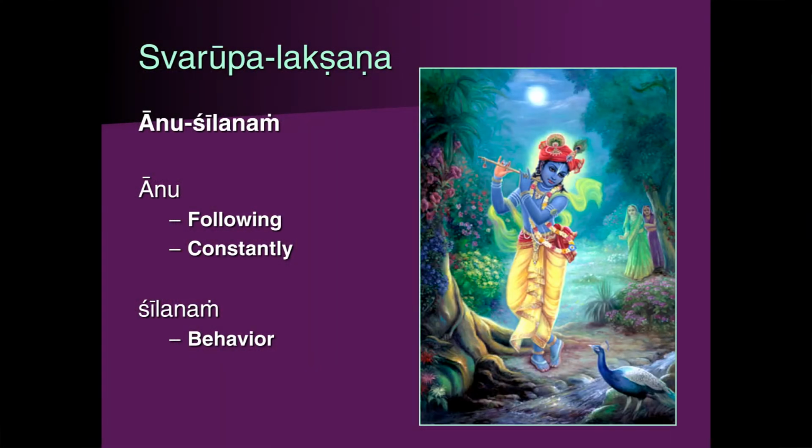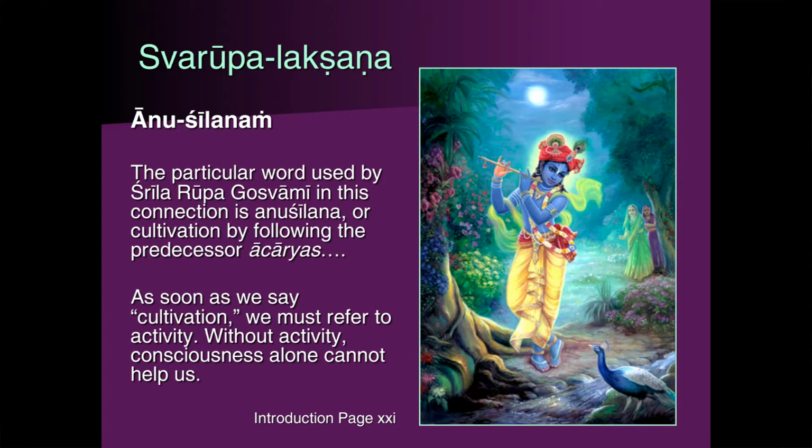Anushilanam: Prabhupada translates the word anushilanam, anu meaning to follow, and continuously. And shilanam Prabhupada comments as cultivation and behavior. Prabhupada comments, "The particular word used by Srila Rupa Goswami in this connection is anushilanam, or cultivation by following the predecessor acharyas. As soon as we say cultivation, we must refer to activity. Without activity, consciousness alone cannot help us." So, anukulena Krishna anushilanam bhaktir uttama. Prabhupada translates that second half of the verse, which gives the essential characteristic features of pure devotional service, on page 24 of his introduction, about three-quarters of the way up the page.